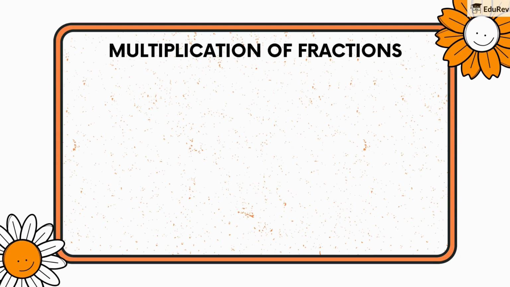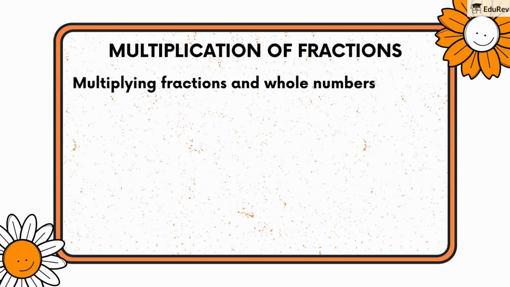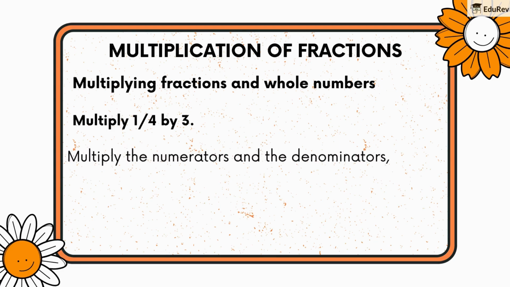Multiplication of fractions. Multiplying fractions and whole numbers. Let's look at an example. Multiply 1/4 and 3. Here, simply multiply the numerators and the denominators. Hence, 1/4 multiplied by 3/1, as 3 can be written as 3/1. So, the answer becomes 3/4.